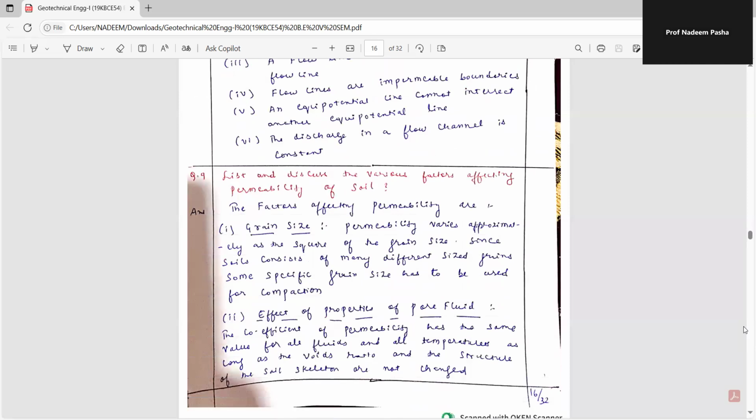Effect of properties of pore fluid. So what is the effect of properties of pore fluid? The coefficient of permeability has the same value for all fluids and all temperatures as long as the void ratio and the structure of the soil are not changed. See here, the coefficient of permeability value is the same. It will not change.